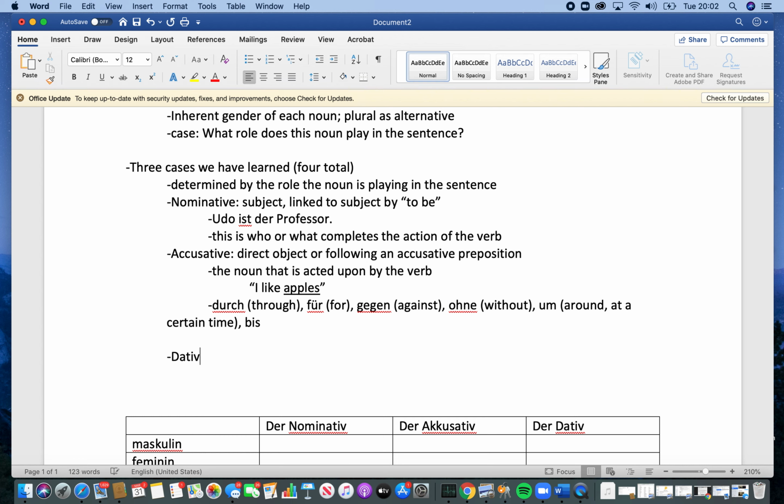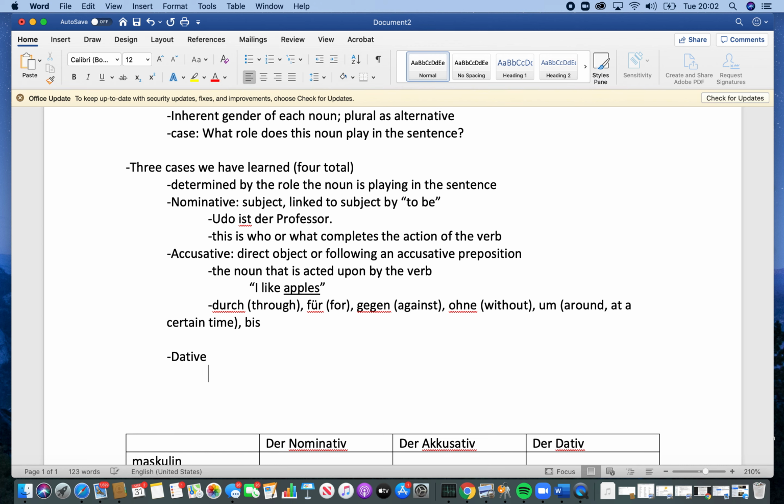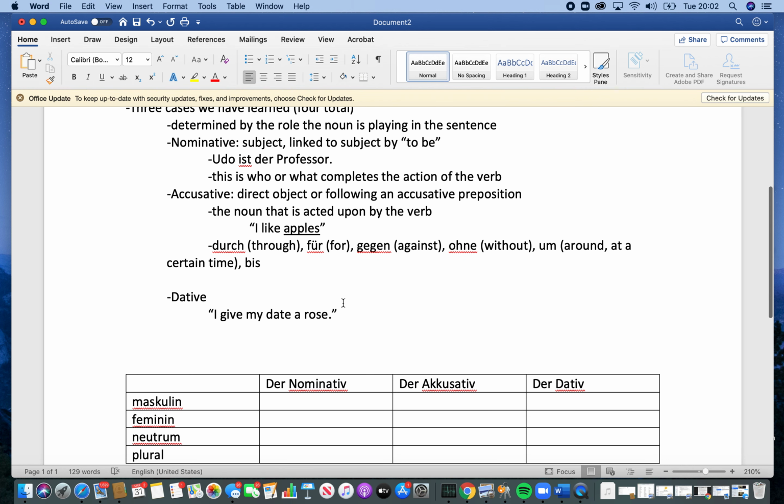Then we have the dative. So I can say, I give my date a rose. Say we're watching The Bachelor and they're going on a date, and the date goes really well, and the date gets the first impression rose. So the date here, the person that the noun date is referring to, is the one who is receiving the rose. The rose is what's being given. So the rose will highlight the accusative in yellow, let's say. Go back and highlight apples.